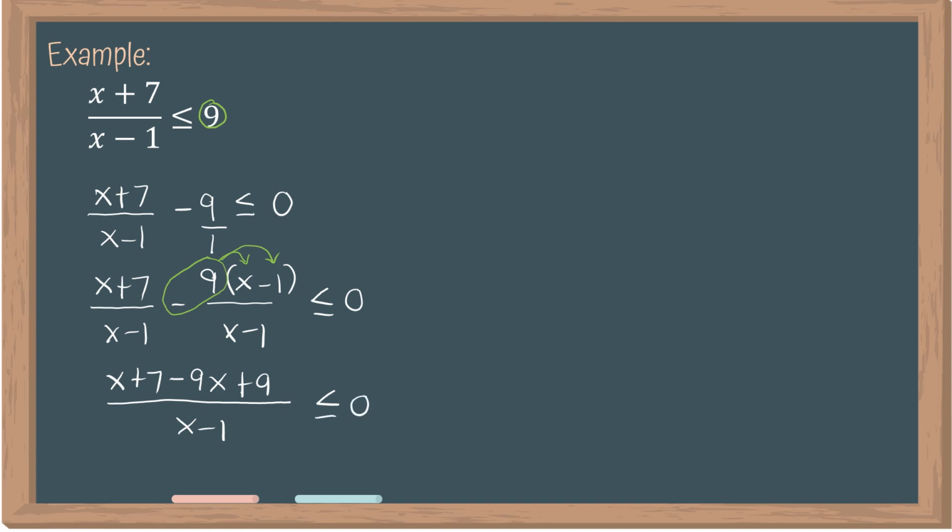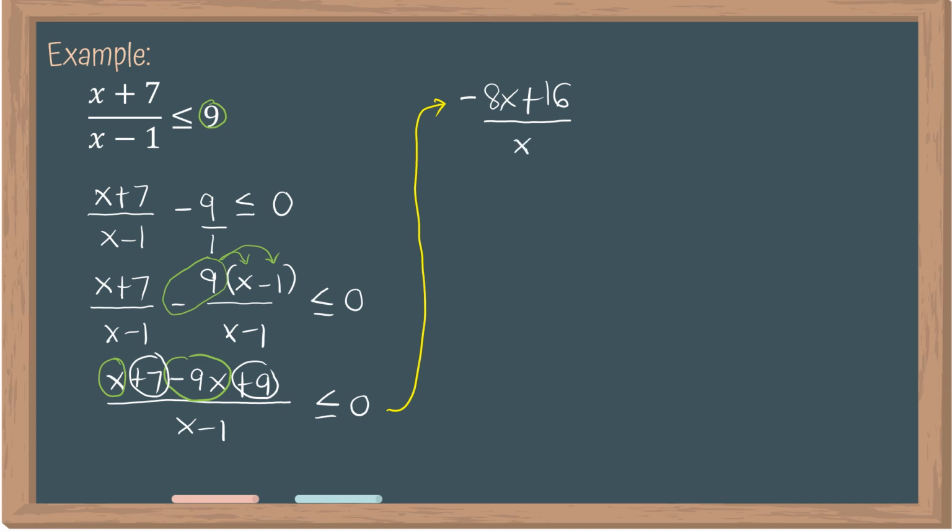So, combining like terms, we're going to continue our solution here. So, ang similar terms natin dyan, we have x and negative 9x. And that will give us negative 8x. And then, we also have 7 plus 9, and that will give us plus 16. And then, in the denominator, we have x minus 1. So, that will be less than or equal to 0.